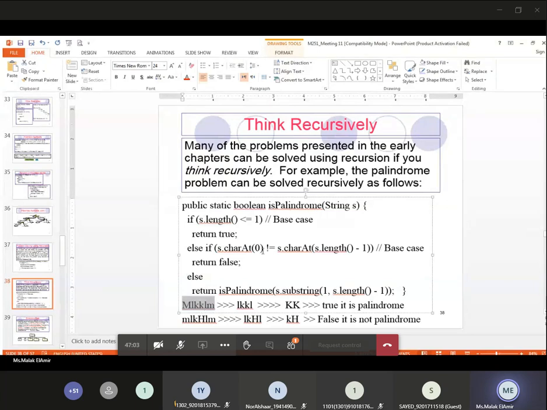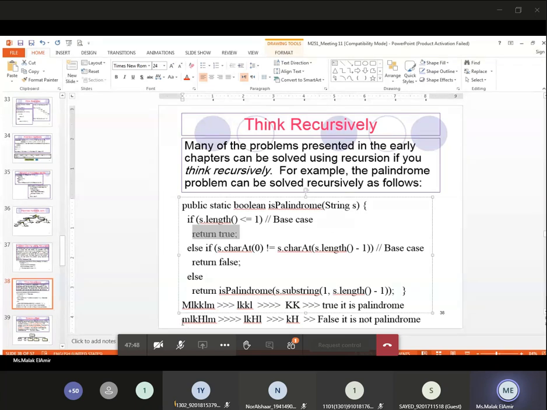No. So I'm going to take a substring again starting from 1. That means I'm going to take the K and the K and go again. Call recursively again. Is 2 less than or equal to 1? No. Is the first one not equal to the last one? No. And return back with the substring. In this case, the substring returns length 0. If the length is equal to 0, yes, so return true. It is a palindrome.